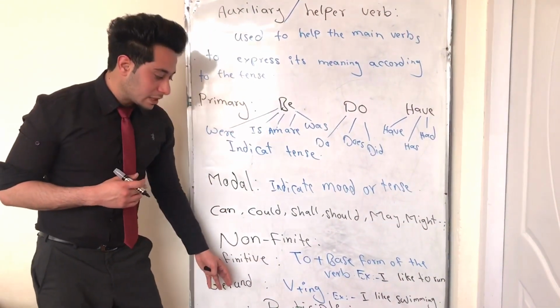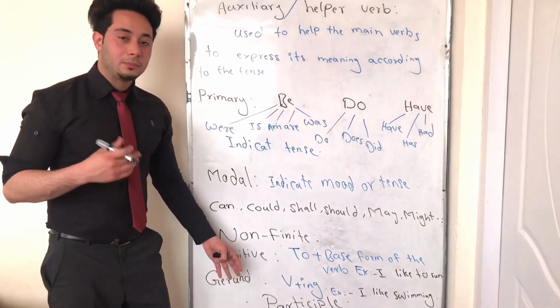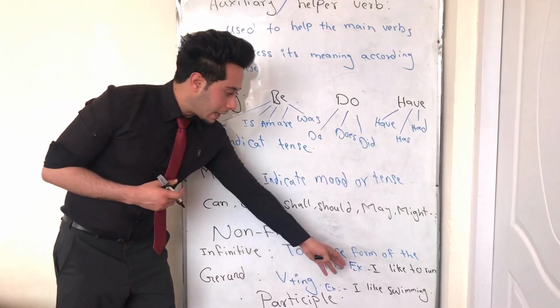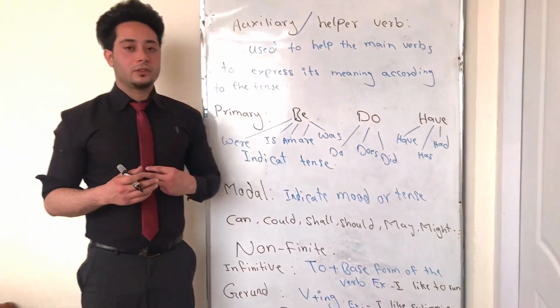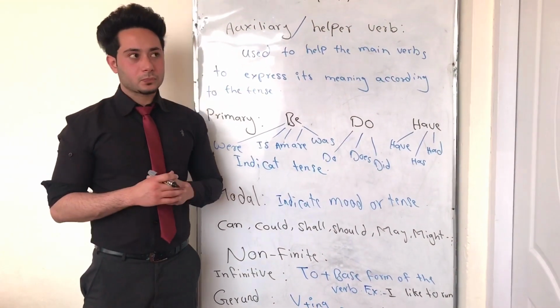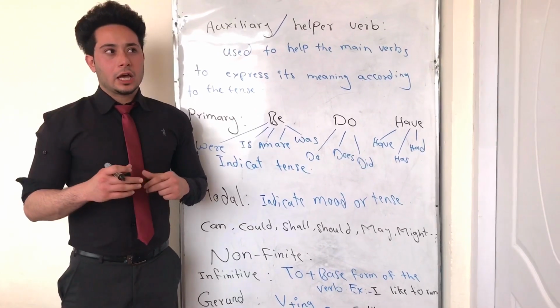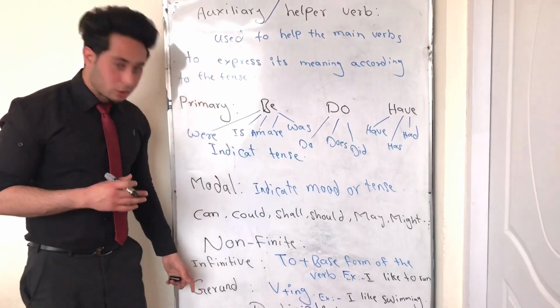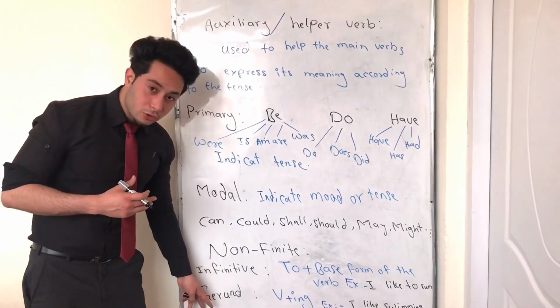And what is a gerund? A gerund is a verb plus ing that comes as a noun. For example, I like swimming. And what is the difference between infinitive and gerund? As a trick, I want to teach you that infinitives talk about generals, but when we are talking about some particular things, at that time we use a gerund.